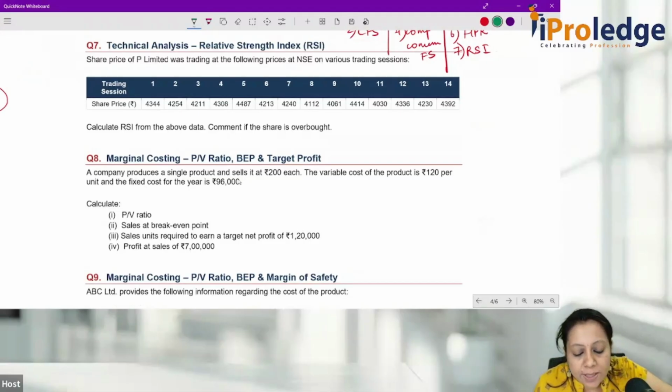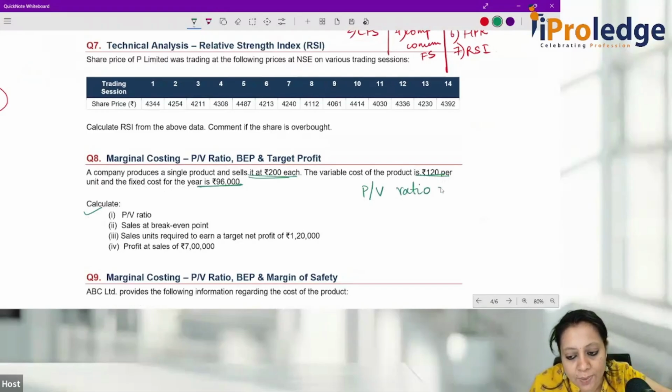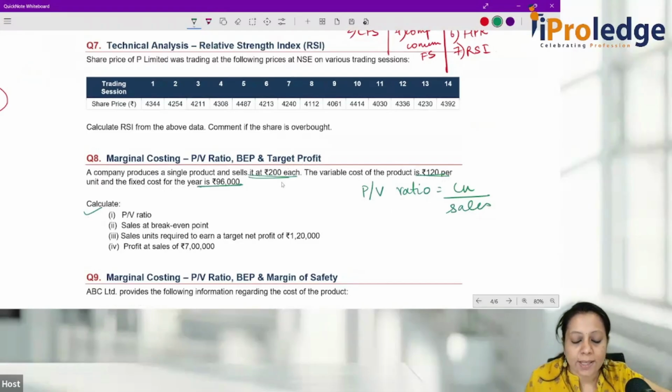So the company produces a single product and it sells at rupees 200 each. The variable cost is 120 and fixed cost is 96,000. Find out the PV ratio. Okay. So I will do it here because we have all the information here. PV ratio is equal to contribution divided by sales into 100. What is the contribution? See, students, you can do it per unit also because it is easier.